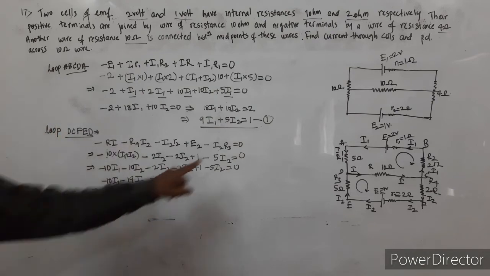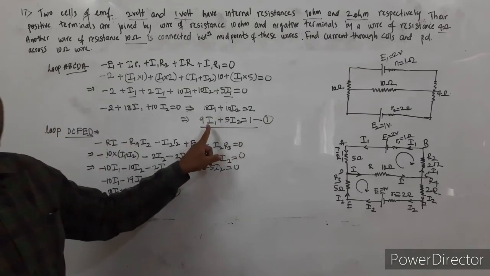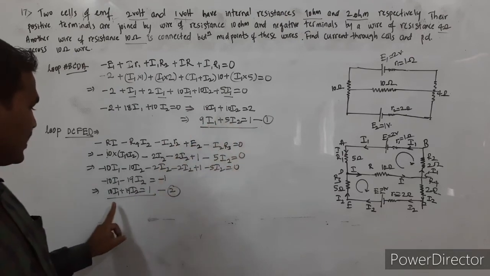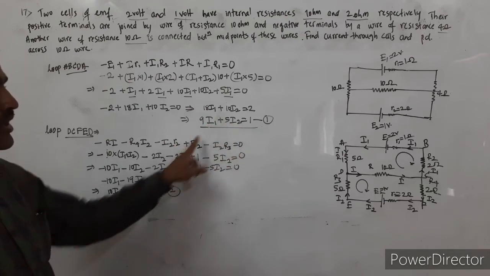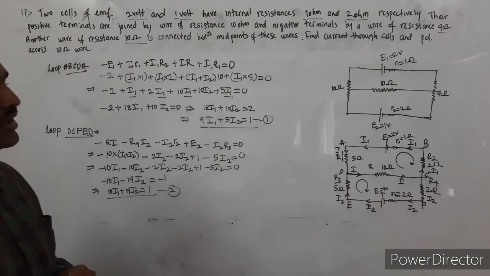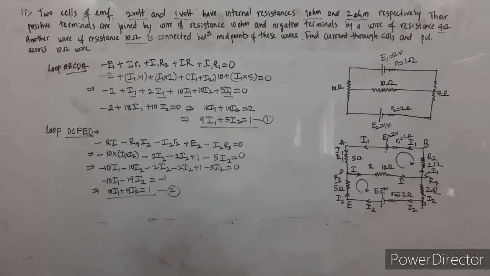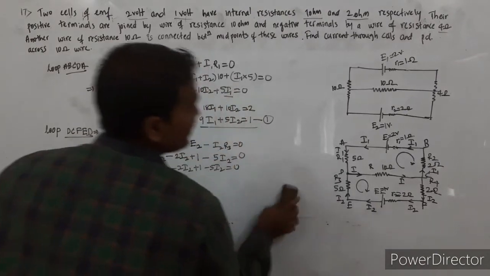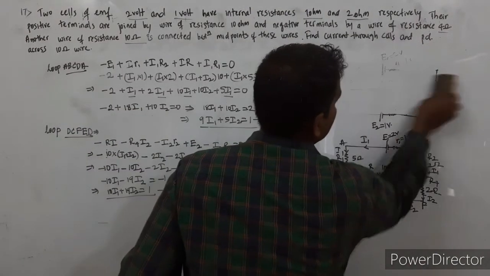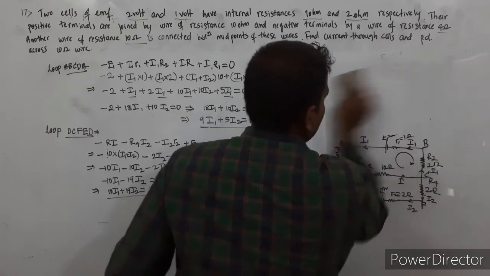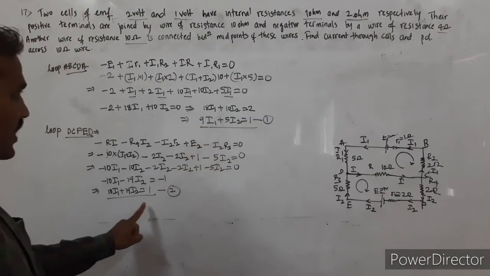Look at equation number 1 and 2 here. I have two unknowns, I1 and I2. Two equations are sufficient to solve the numerical problem here. Now, let me erase this part. Let us solve equations number 1 and 2 here.